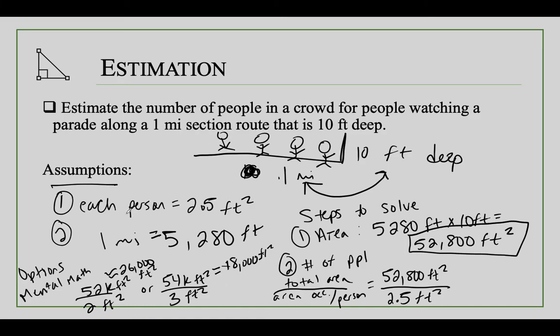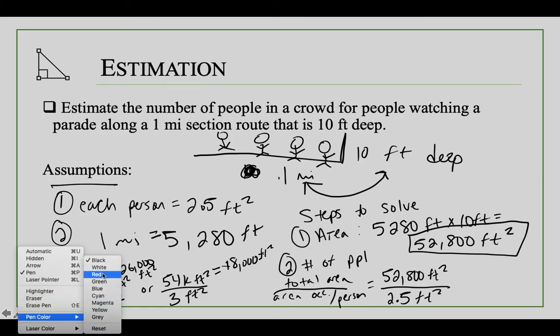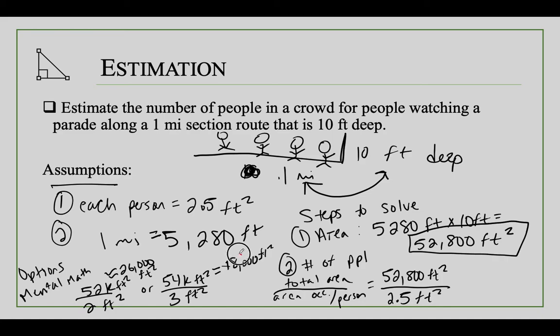Let me see if I get a different color. So this is going to be my, it's called the lower limit. This is going to be my upper limit. So I'm expecting it to be somewhere in between. And indeed, when I carry out the calculation, I get 21,120 people.